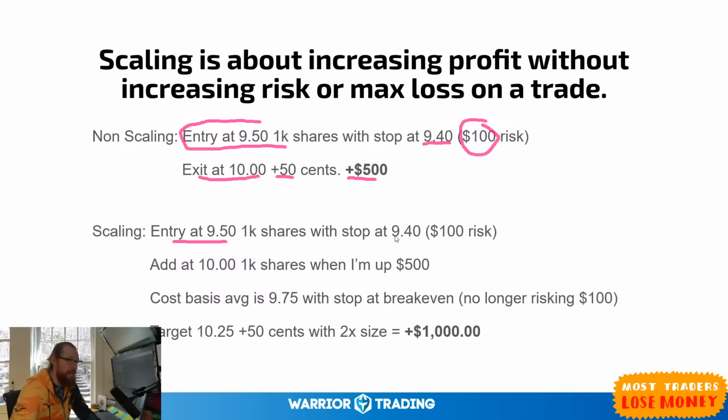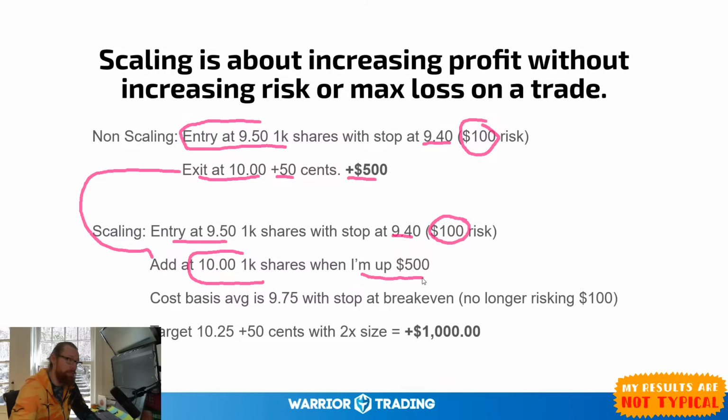Now a trader who is scaling, let's just say, will take an entry at 950, same 1,000 shares, stop is 940. So they're still risking only $100 on the trade. But at $10, this is where we see a difference. Instead of selling, they're adding another 1,000 shares. This is when I'm already up 500, and this is going to highlight the risk here as well.